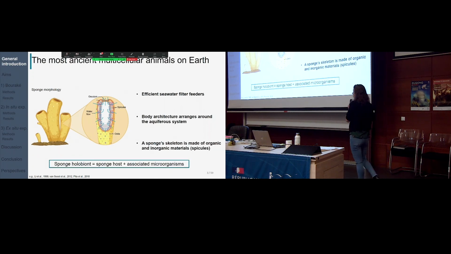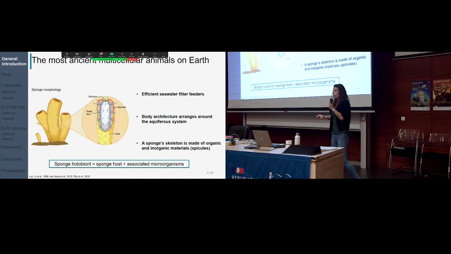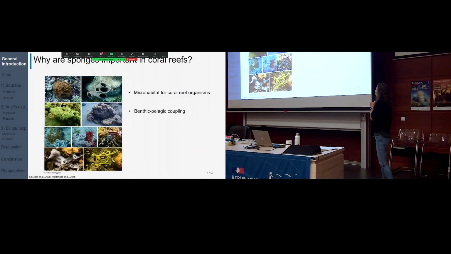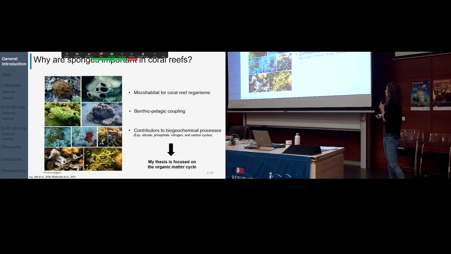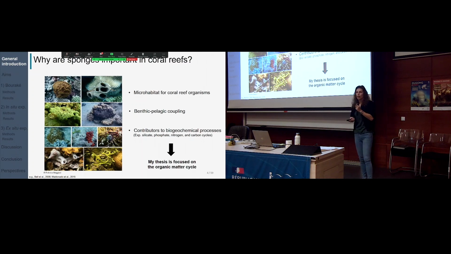Sponges also represent one of the most complex holobionts in coral reef, which means the sponge host plus all the associated microorganisms. So why are sponges important in coral reef? Sponges provide macrohabitat for coral reef organisms. They contribute to the benthic-pelagic coupling through biological processing, such as the silicate, phosphate, nitrate, and carbon cycles. My thesis will focus on the carbon cycles, because sponges are able to transform dissolved organic matter into a more available food source in coral reef.